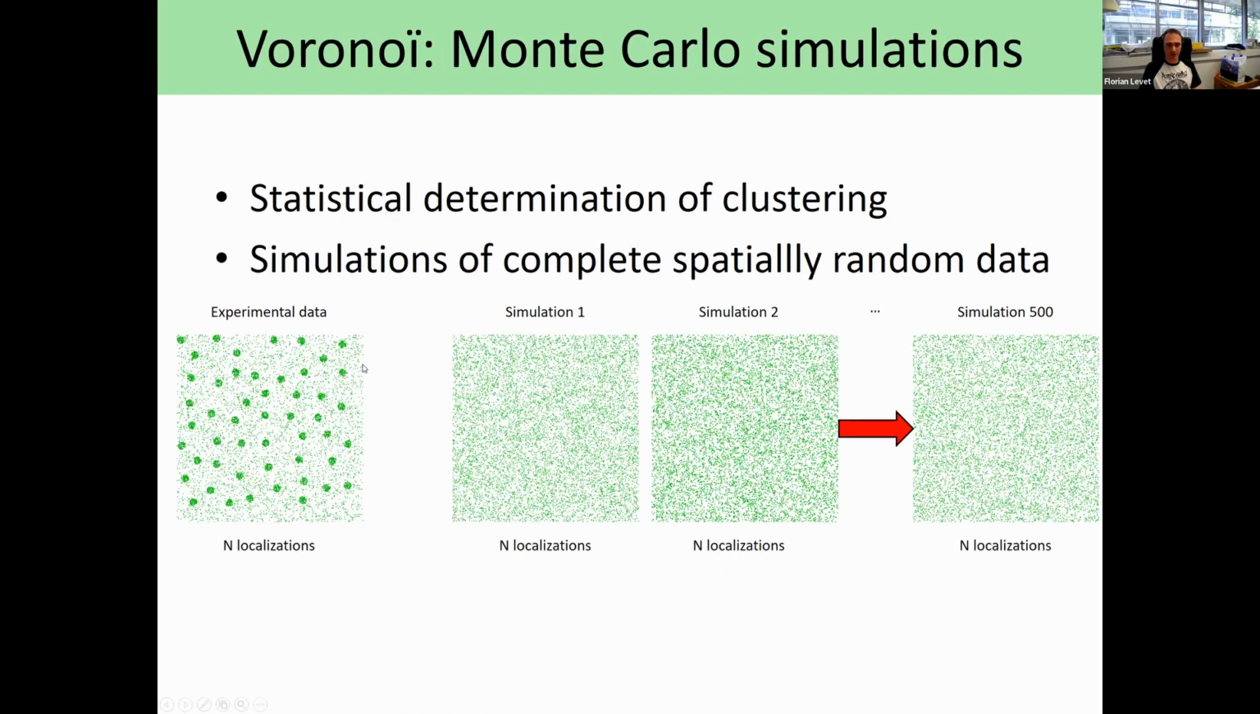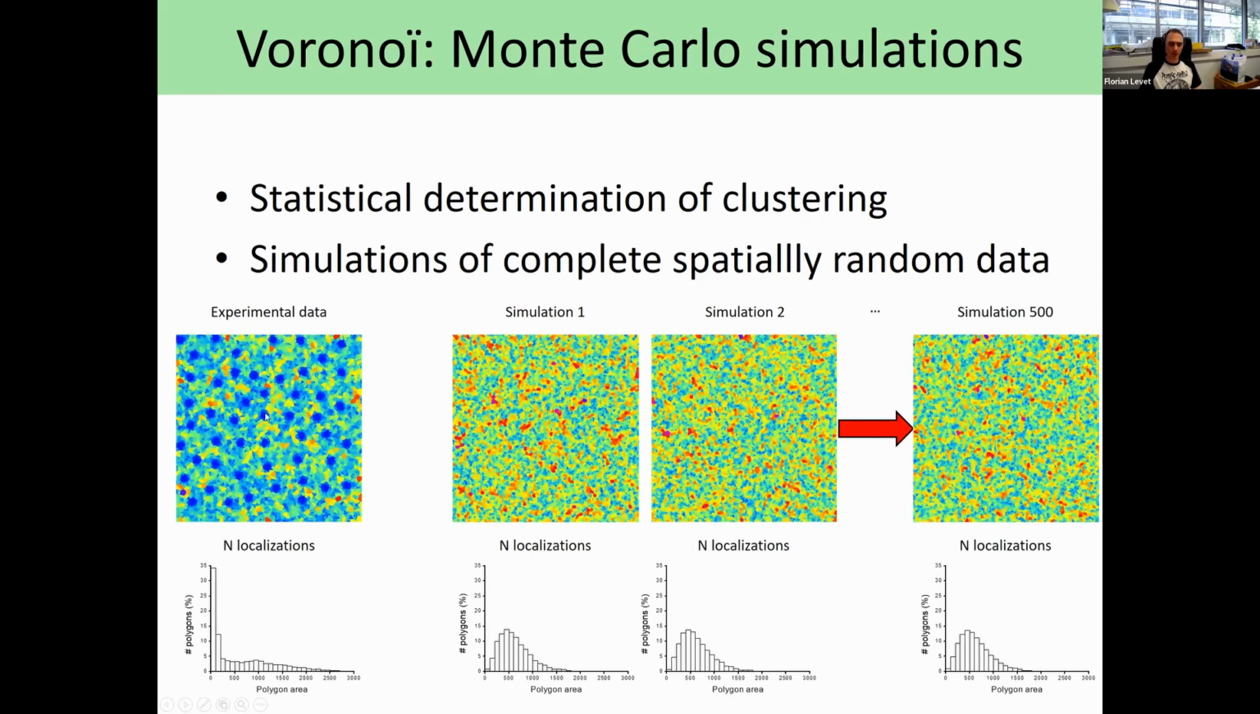And the idea here is that you have your experimental data. So here it's a simulation with some clusters. You have n localizations in some area. You will generate nK simulations, so let's say 500 simulations of a random distribution of the same number of localizations in the same area. You compute the Voronoi diagram, and you plot the polygon area.